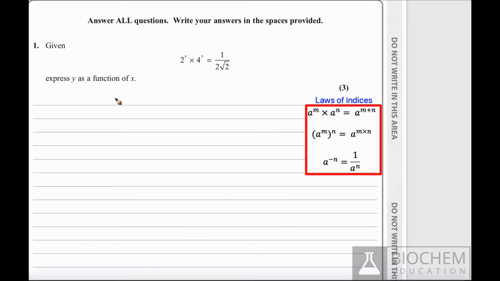Starting on the left-hand side, we can write this as 2 to the power of x times, this 4 can be written as 2 to the power of 2, with y staying on the outside, is equal to 1 over, the denominator can be written as 2 to the power of 1 times, this under root 2 can be written as 2 to the power of 1 over 2. From here onwards, we can solve this equation by applying the laws of indices.